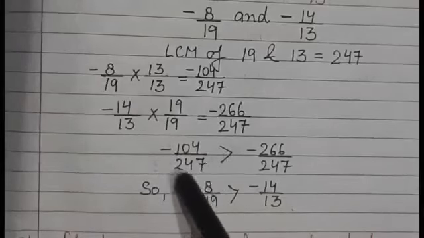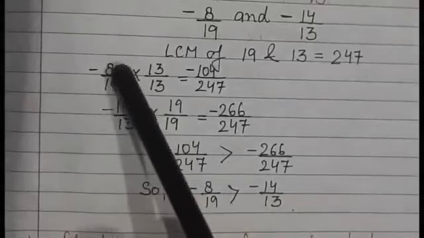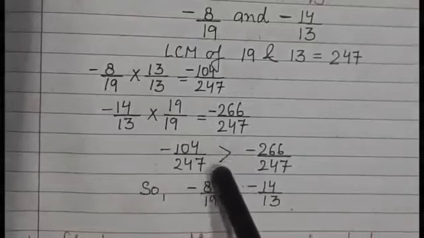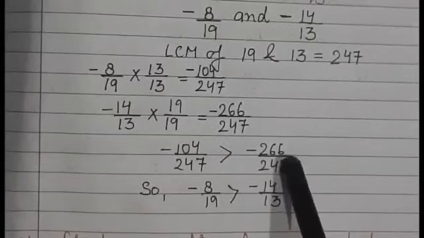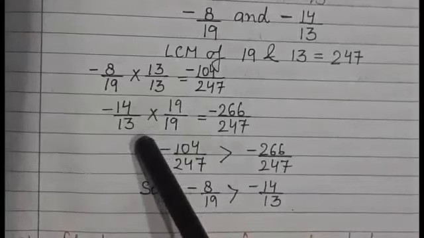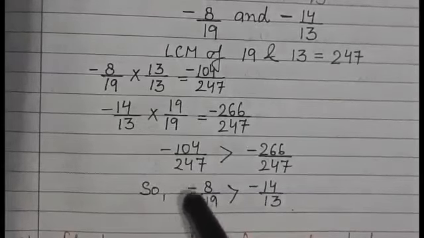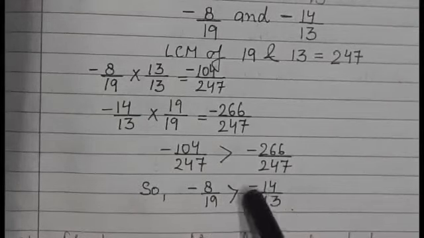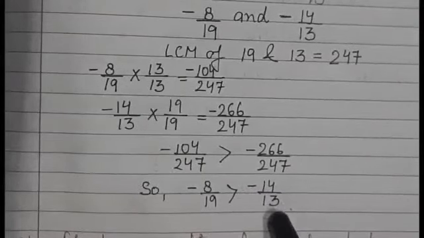Minus 104 by 247 you can write as minus 8 by 19, which is greater than minus 266 by 247, which you can write as minus 14 by 13. So that means minus 8 by 19 is greater than minus 14 by 13.